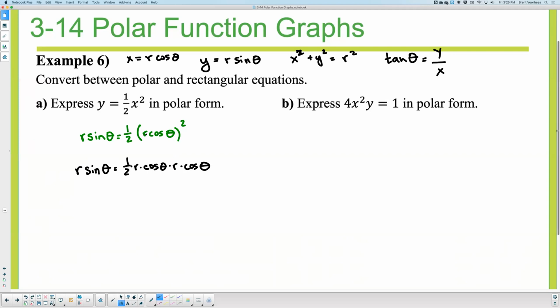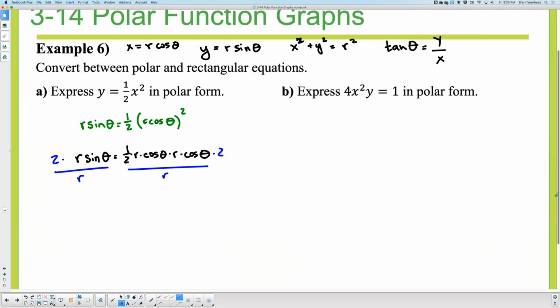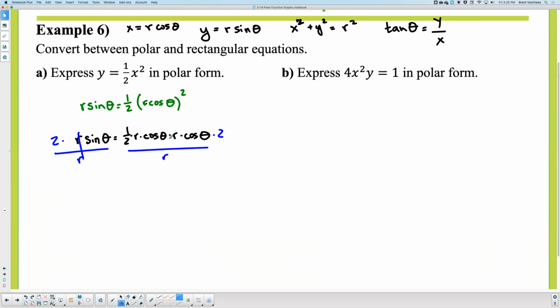From here, what I can see is on both sides of the equation, I could multiply by 2. I'm going to do that to help myself out. And I'm also going to divide both sides by r. Now, r, by rule, is not supposed to be 0. It's supposed to be a positive number. Therefore, I can divide by r without changing the equation because I'm not dividing by 0. So if I multiply by 2, why did I do that? This goes away. And so we have 2 sine theta equals just one r left over.